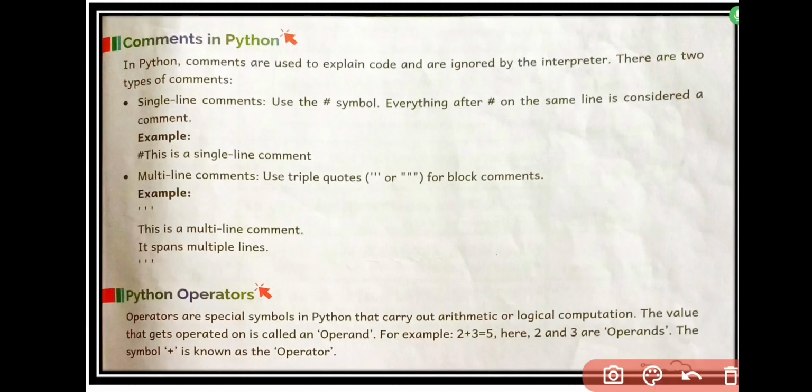Morning everyone. Today I am going to start the topic of Python operators. In the previous lecture, I discussed variables, Python keywords, data types, and comments in Python. I hope everyone understood. Today I am going to start the topic of Python operators.